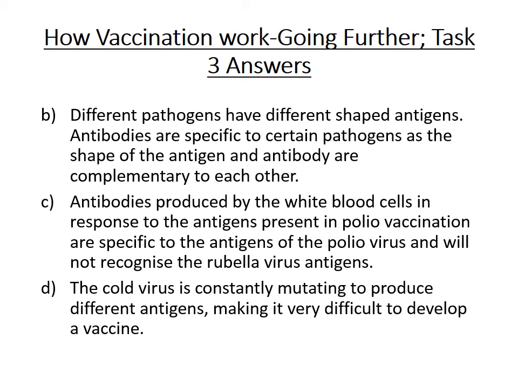The reason that we won't be able to vaccinate against the cold virus is because the cold virus mutates a lot. I think we mentioned this in lessons. And so when it mutates, we get different antigens on the surface. And so because it mutates a lot, it's very difficult to produce a vaccine that will work against it.